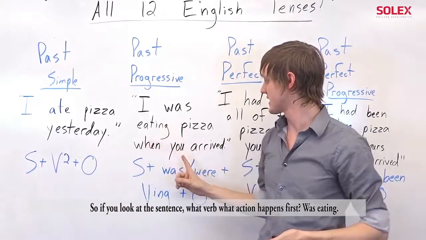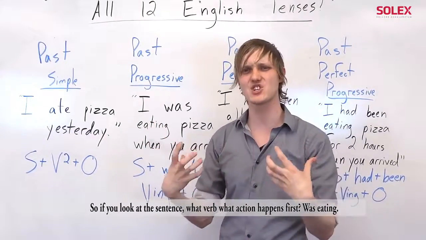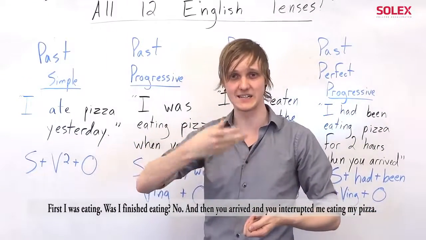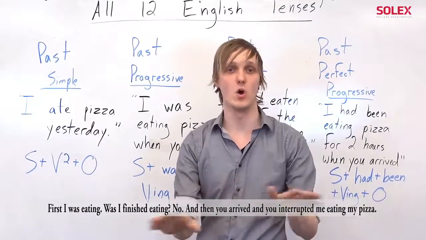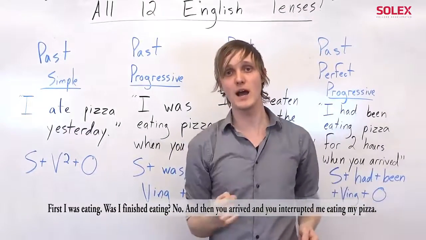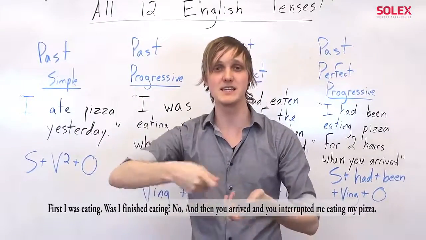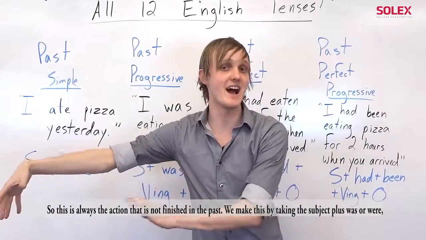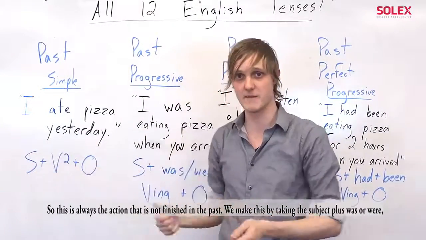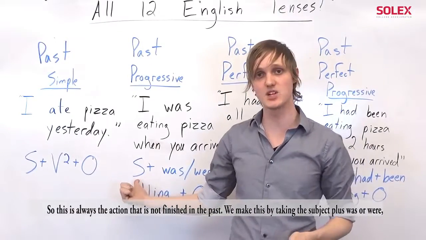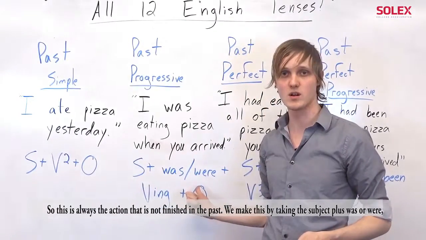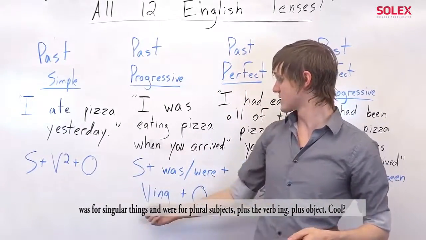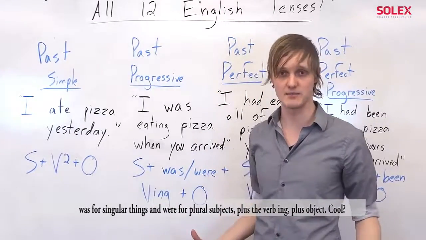So, if you look at this sentence, what verb, what action happens first? Was eating. First, I was eating. Was I finished eating? No. And then you arrived and you interrupted me eating my pizza. Okay? So this is always the action that is not finished in the past. Okay? We make this by taking the subject plus was or were, was for singular things and were for plural subjects, plus the verb ing plus object.